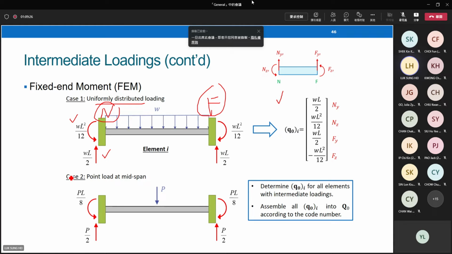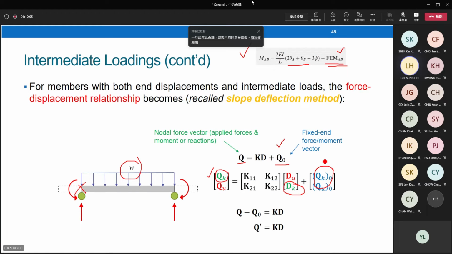And then, if there is a concentrated force at midspan. This is the near end node, and this is the far end node. If the concentrated force is not acting exactly at the node, but in between the 2 nodes, then you can also handle the problem using fixed end moment. The force and moment are shown on this picture. So every time you need to handle intermediate loading, you can go back to this page 46, find the corresponding fixed end force and fixed end moment according to the nature of the force, and then put it back into this equation.